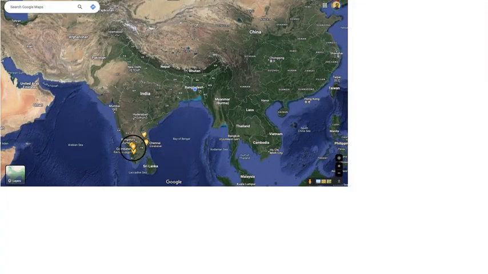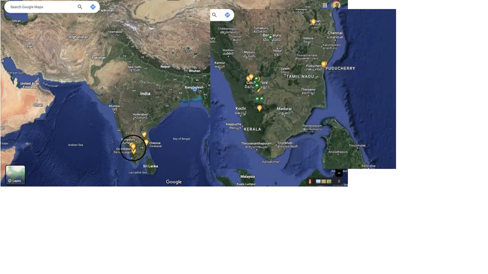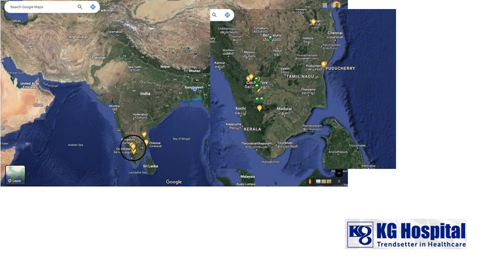So I come from India, southern India. As you can see in this picture, the city by name Coimbatore is where I hail from, and you can see it's almost at the southern tip of the country. I come from KG Hospital, and I've been working in Evercare, Bangladesh, Dhaka for the last 2 years now.